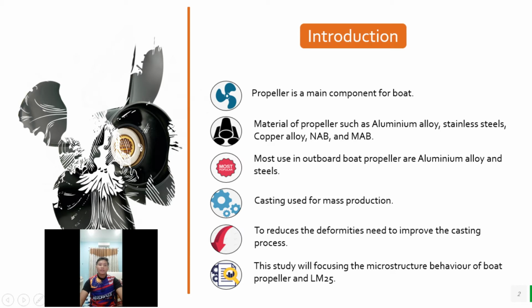For making the propeller, casting is the process used in industry because it is an efficient process for mass production, but casting has its deformities. To reduce them, we need to improve the casting process and its components, but this study will focus on the microstructure behavior of both the propeller and LM25.